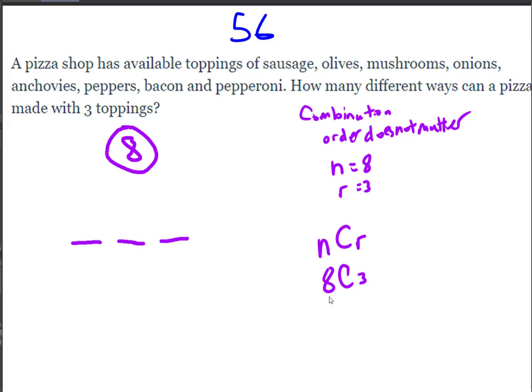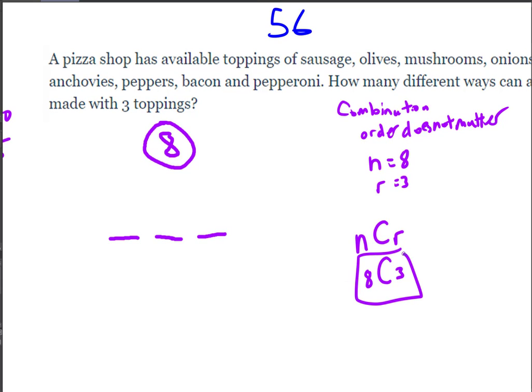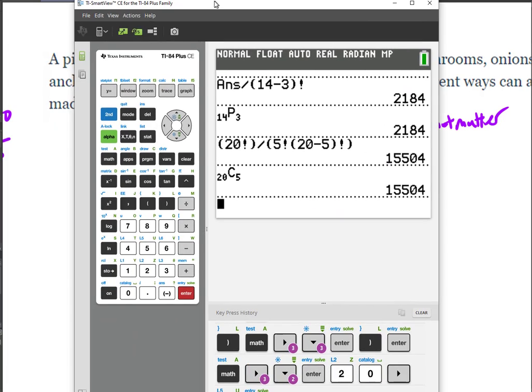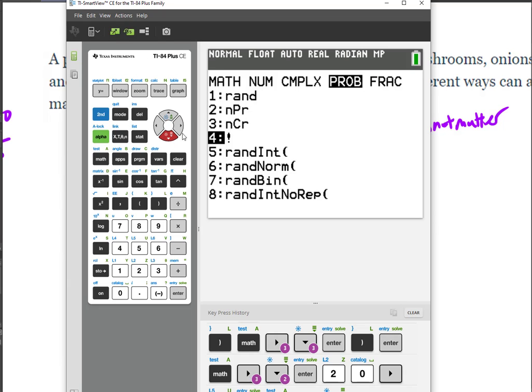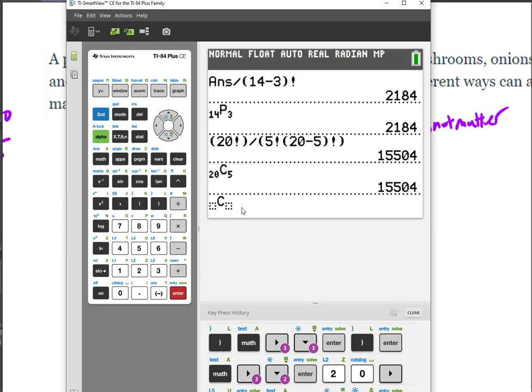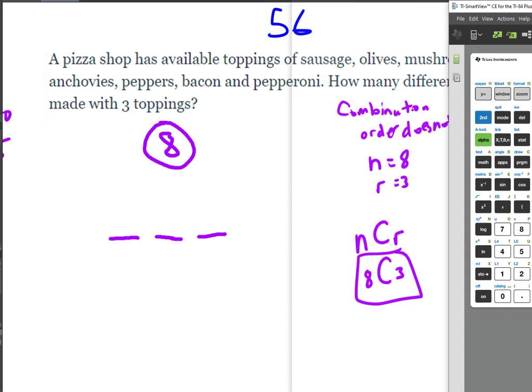And I'm not going to torture you by actually doing the math for you. I know. But if you want to do the math, you can go ahead and do it. But 8 C 3 is what you would type into your calculator. When you type that in, let's see how it works. So I go to math, go over to probability, right? 8, this one here. So I have 8 C 3, right? And I hit enter, and I get 56, which is the correct answer.